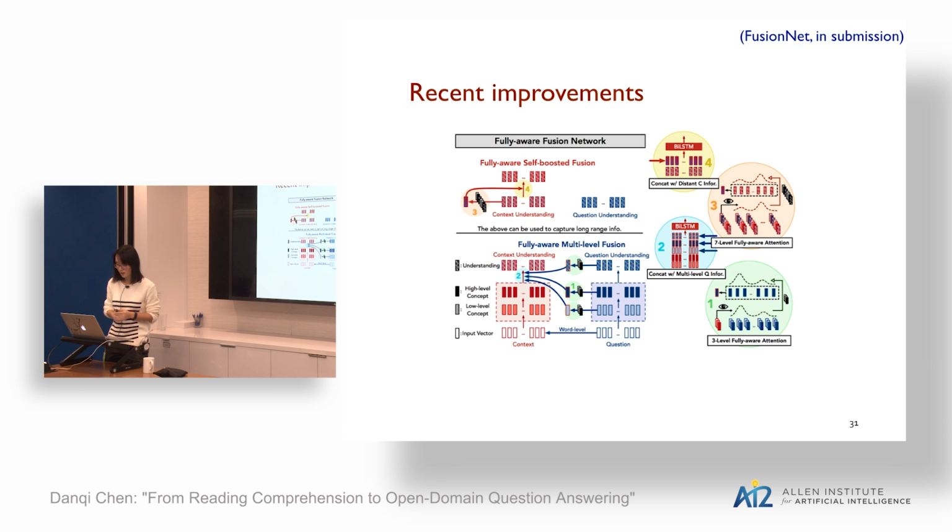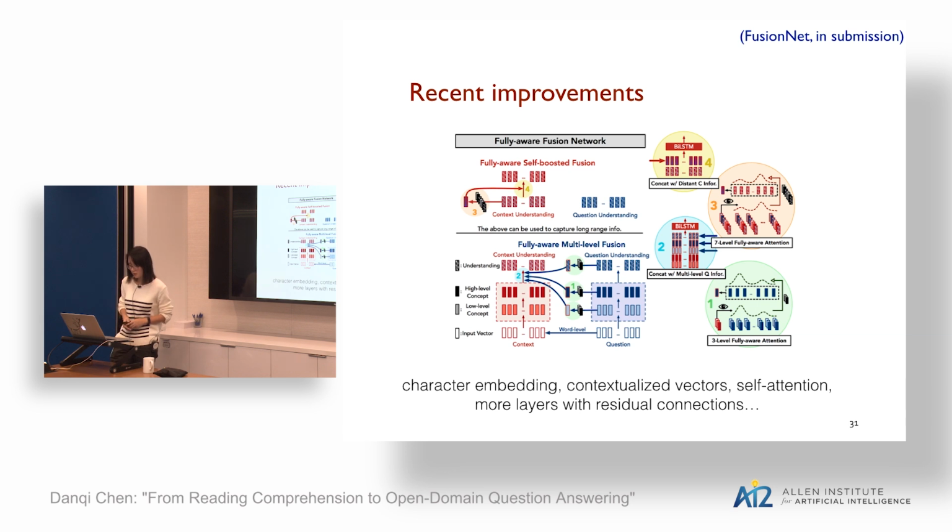So I put a diagram from a paper from Microsoft called FusionNet. You can see that the real neural model is much more complicated, with a lot of layers and attention functions. We found that what contributes these 6 points, and what can further improve the numbers, are probably these factors, which include character embeddings and also contextualized vectors. Also self-attention, which tries to model the dependencies between the tokens in the paragraph. And also people try to stack more layers with residual connections. All these recent improvements in the deep learning community can bring the numbers higher and higher. And now the state of the art is roughly 85.3 with a single model.